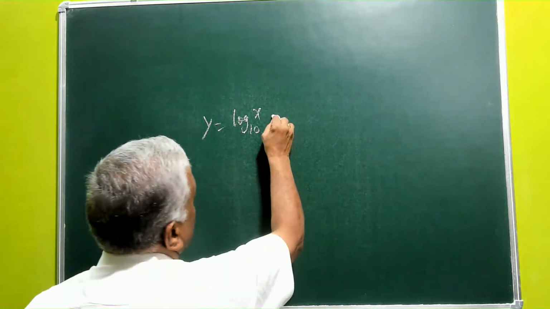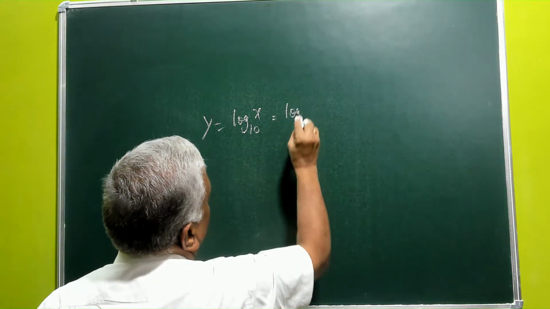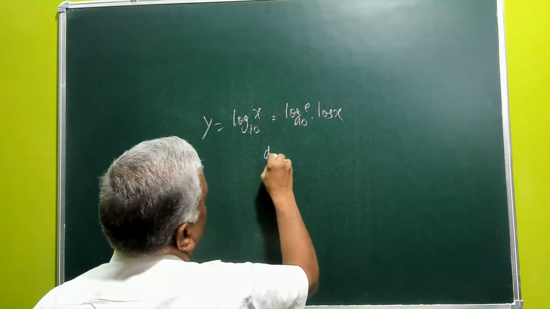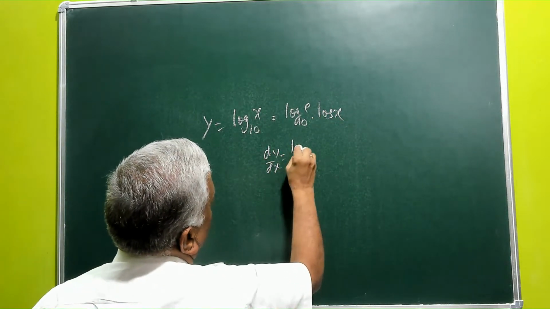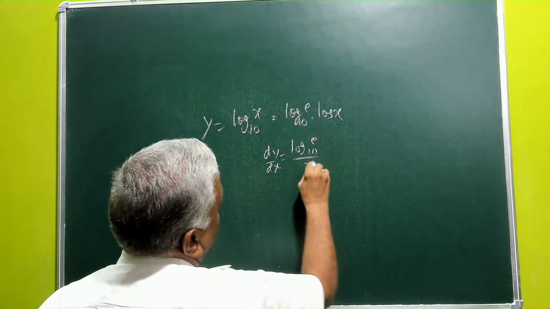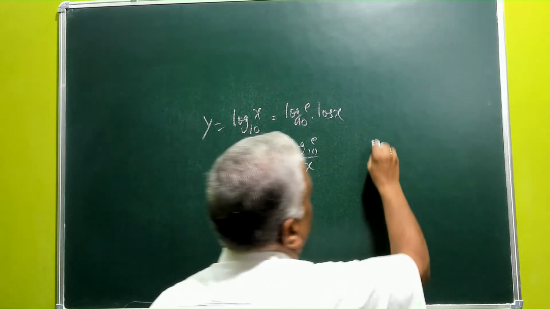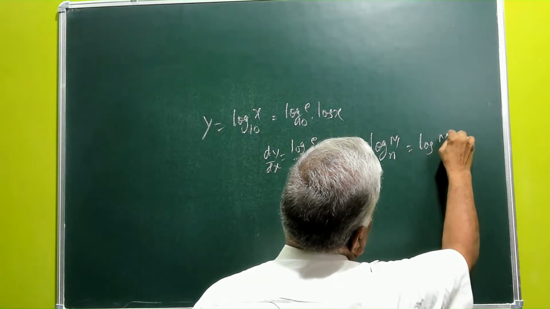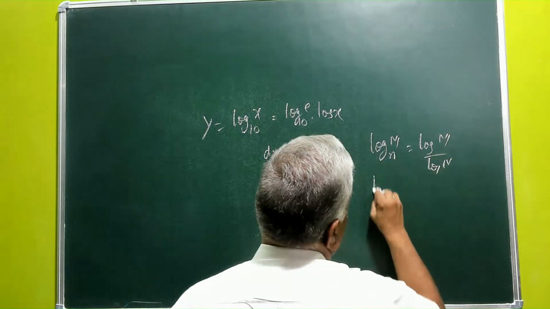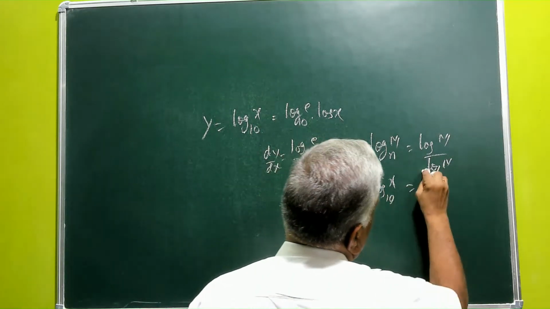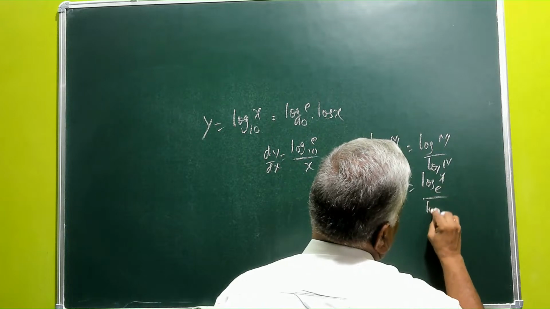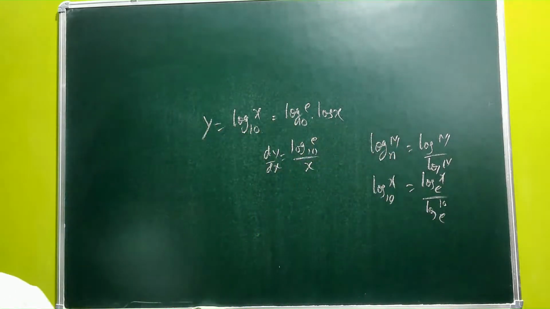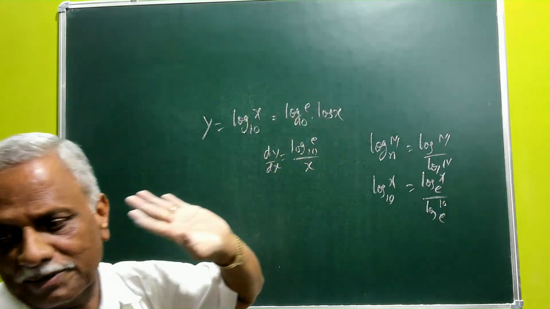So first what you should do is convert this to log e to base 10 into log x. So dy by dx is equal to log e to base 10 by x. The formula that we are using is log m to base n is log m by log n. Similarly, when you have log x to base 10, it is log x to base e divided by log 10 to base e. Normally, they bring that in the numerator just to confuse you. So this is a constant, keep it as is, and log x gives 1 by x.